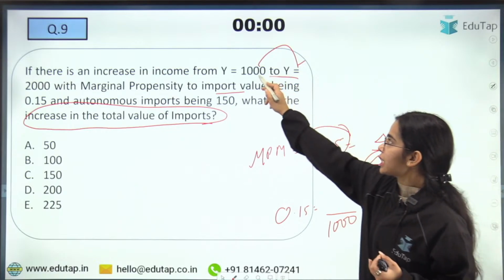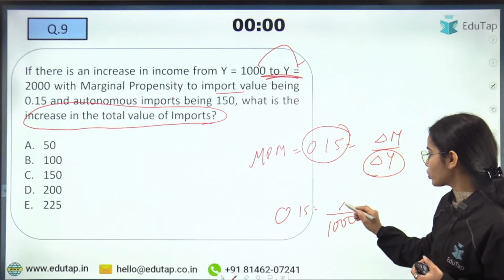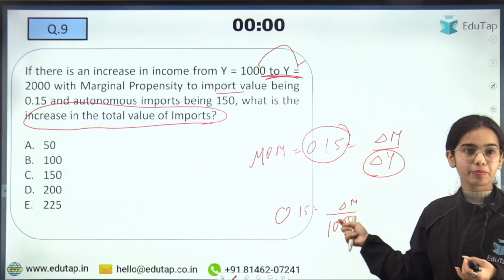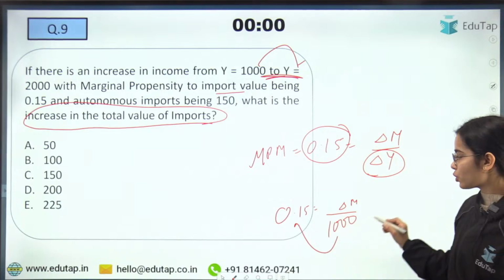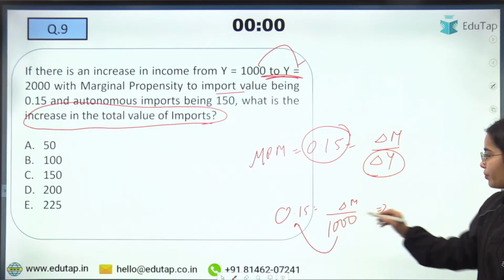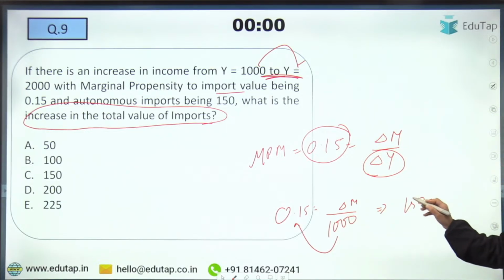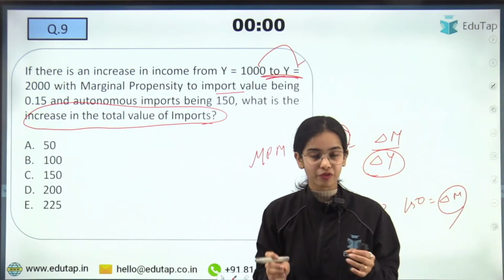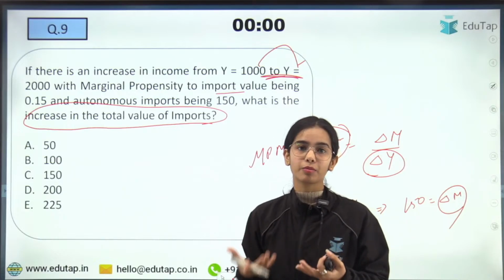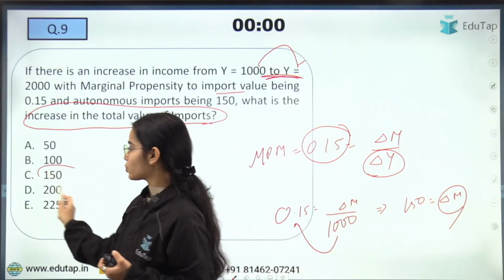So with the increase in income, what is the increase in imports? Can you calculate this increase in imports? Yes, directly just multiply 1000 with 0.15. So that will be 150. That will be the change in imports. So use the information provided in the question so that you can come to the answer. Here the answer is 150.